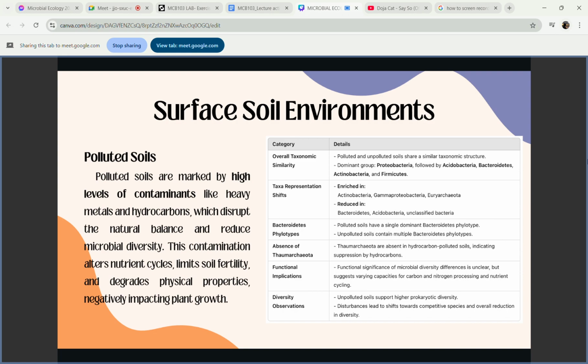Unpolluted soils, on the other hand, support high prokaryotic diversity. Usually, soil disturbances that lead to polluted soils shift towards more competitive species. This results in a reduction in diversity, since there will be limited resources and a high level of contaminants. So next slide, please.